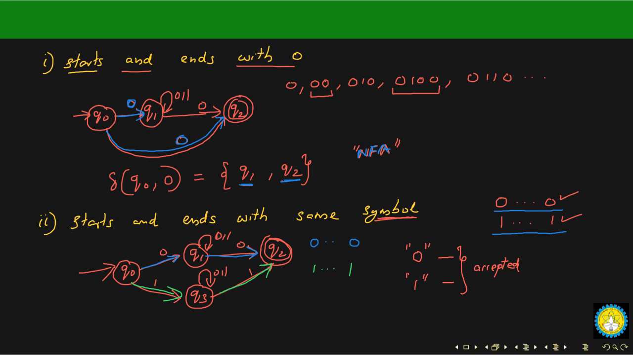So what we can do here is that I can have a transition from Q0 to Q2, straight away upon 0 or 1. So if you get a 0 or a 1, just one symbol, then you can directly go to the final state.